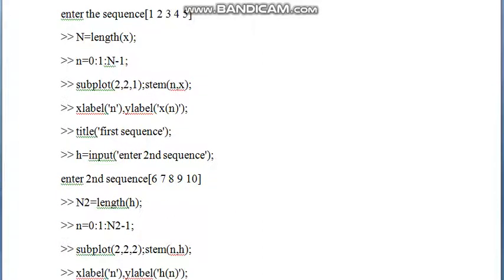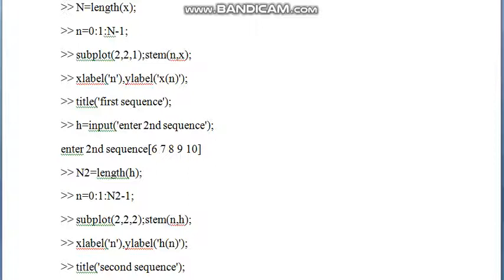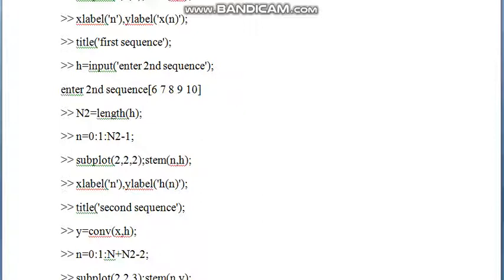Now I want to enter the second sequence. For that I will use the command input: h equals input, enter second sequence. Now it will ask me for the second sequence, so I'll enter the samples 6, 7, 8, 9, 10. To plot this sequence, I will first find the number of samples, given by N2 equals length of h. Since there are N2 samples, small n will be given from 0 to N2 minus 1 with an interval of 1.